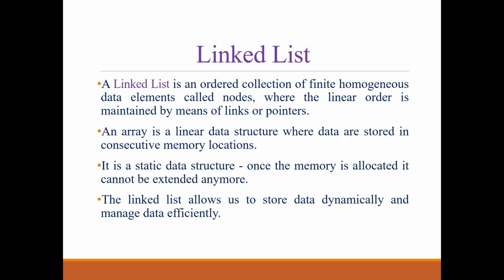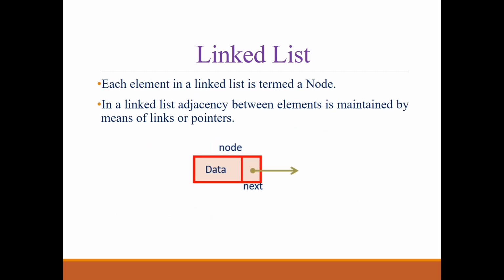The difference between an array and a linked list is that an array is also a linear data structure, but the data are stored in consecutive memory locations. An array is said to be a static data structure. That is, once the memory is allocated, it cannot be extended anymore. Whereas a linked list allows us to store data dynamically and manage data efficiently.